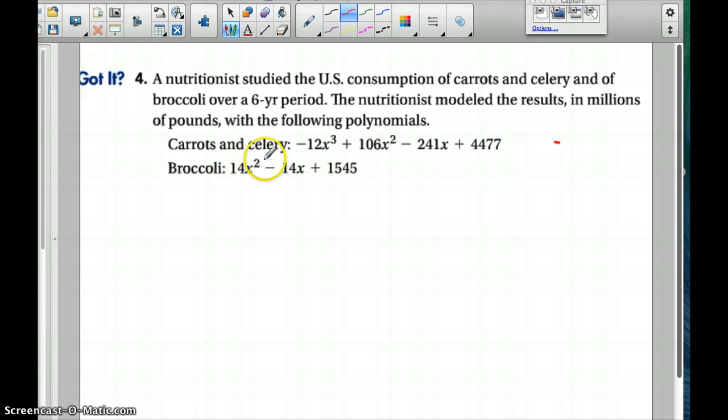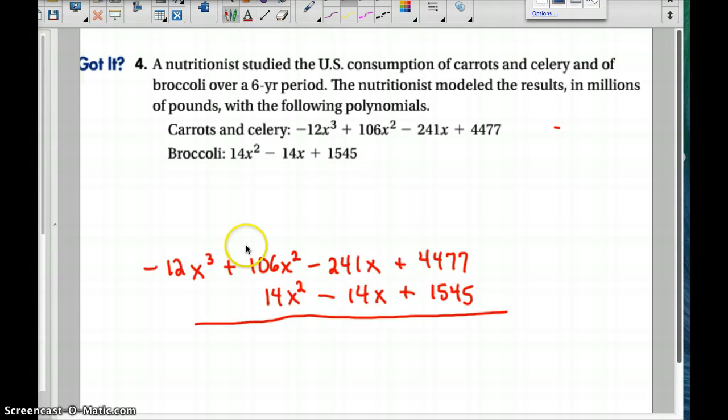Broccoli is modeled by 14x squared minus 14x plus 1,545. Okay, pause the video and set this up vertically. Okay, students, hopefully you have set it up in this way, vertically, putting the like terms aligned underneath each other. Notice that negative 12x to the third power does not have a like term in the other expression, so it is alone over here.